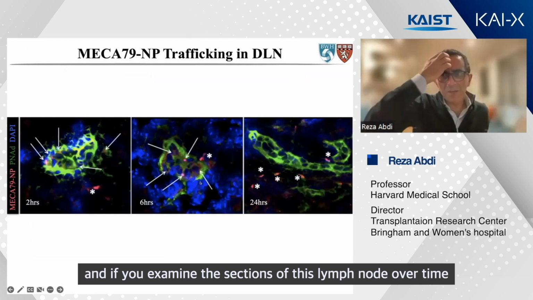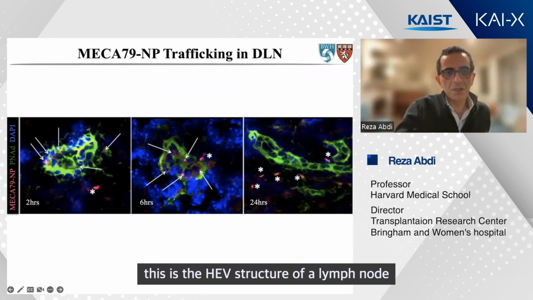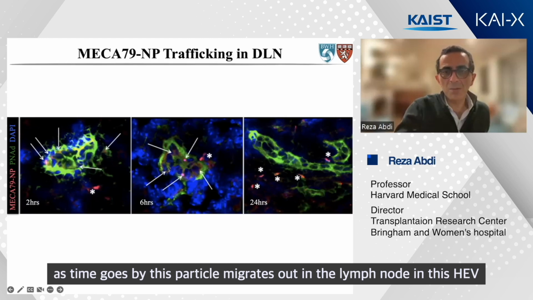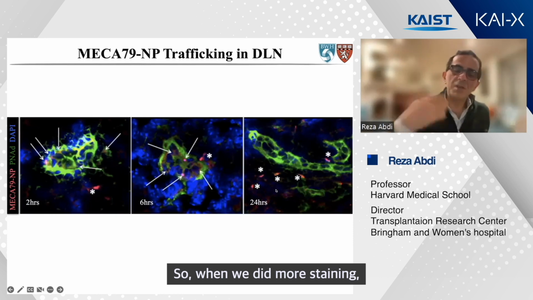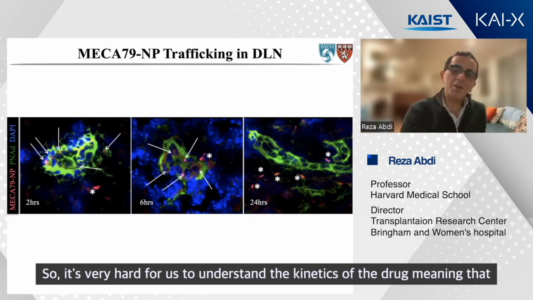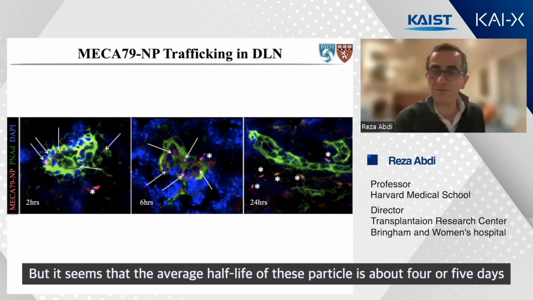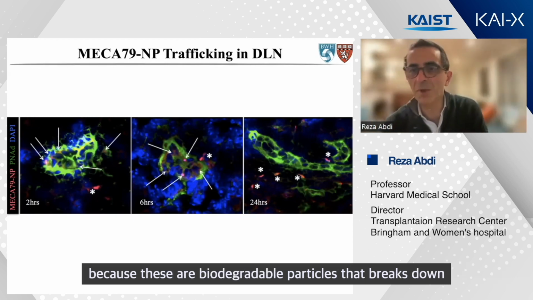And if you examine the sections of this lymph node over time, this is the HEV structure of a lymph node. A few hours in, it is mostly in the HEV complex. And as time goes by, this particle migrates out into the lymph node from the HEV. When we did more staining, we found that this dye sticks around for 3-5 days. It's very hard for us to understand the kinetics of the drug, meaning you have to do HPLC or very fancy stuff. We haven't done those things, but it seems that the average half-life of this particle is about 4 or 5 days, because these are biodegradable particles that break down.